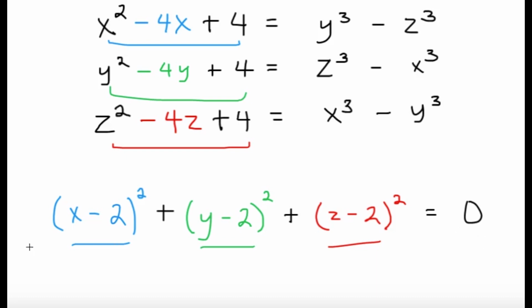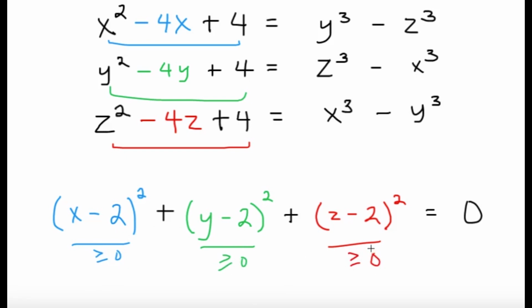And this is pretty nice, because if we take a look at all these terms, all of them are squared, and this is just like a degenerate circle scenario, but there are 3 squares in this case. Since x, y, and z are real numbers, x minus 2, y minus 2, z minus 2 should all be real numbers. So the square of any real number is non-negative, so all of these are greater than or equal to 0.